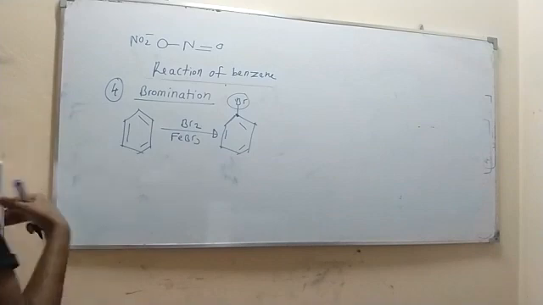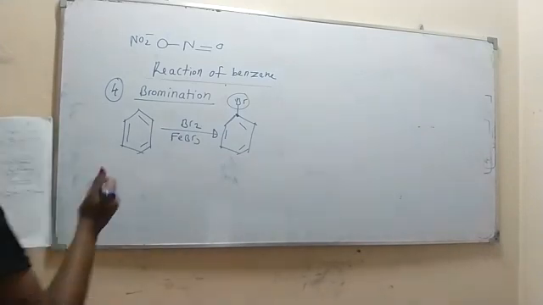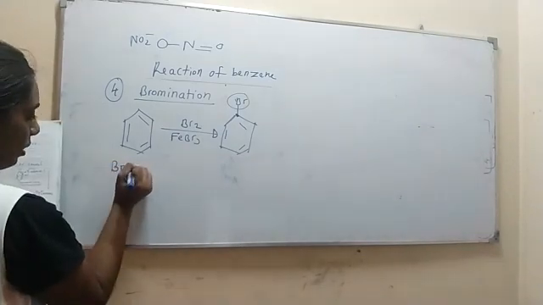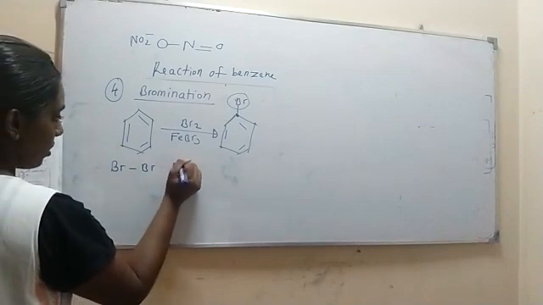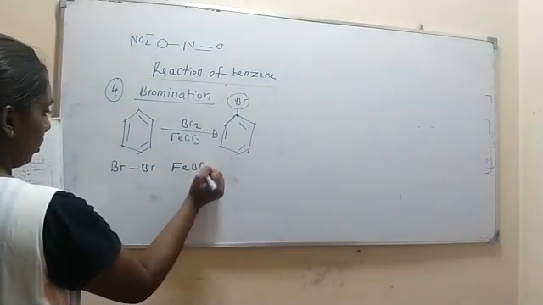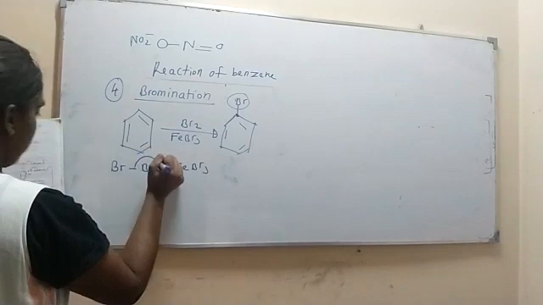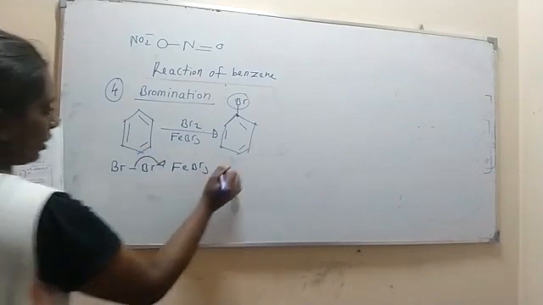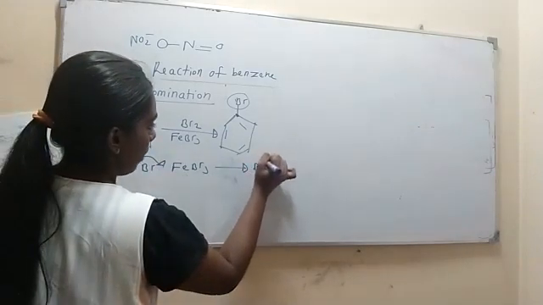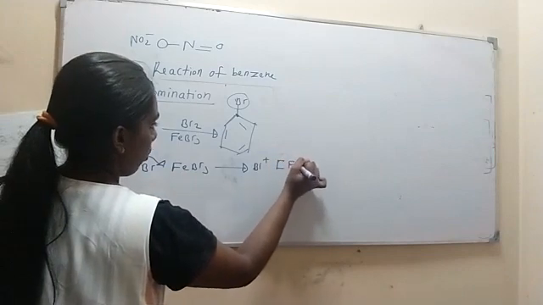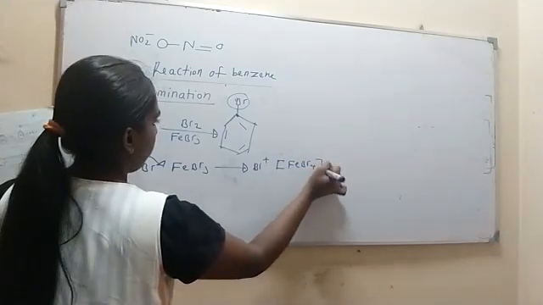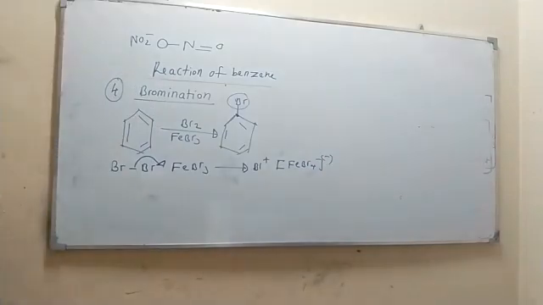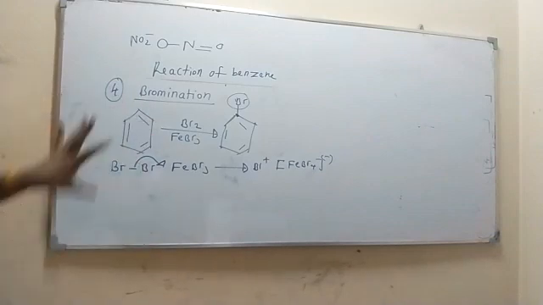So the bromination mechanism: bromine Br2 in the presence of FeBr3. It will make a bond like this, so we will get Br plus and FeBr4 minus. The electrophile Br plus should form. That's why the first thing is the electrophile formed, Br plus and FeBr4 minus. Then we are treating that with benzene.